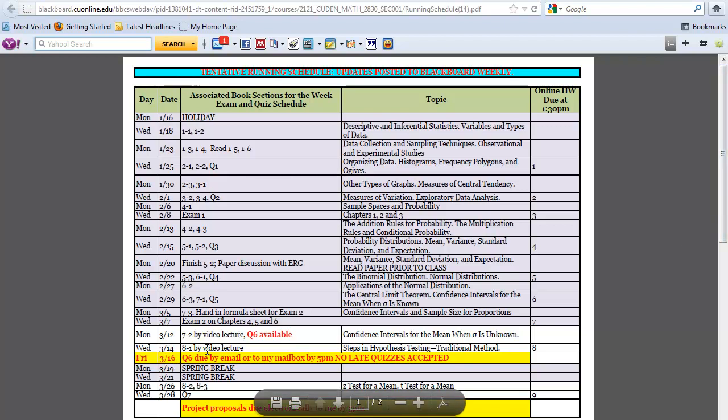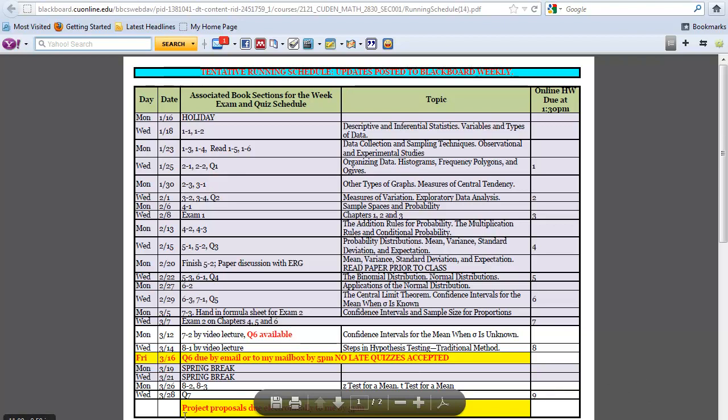And today we're going to talk about 8.1, which will transition us out of confidence intervals and into hypothesis testing. And then after the break, we'll go on and do a couple of other hypothesis test sections.